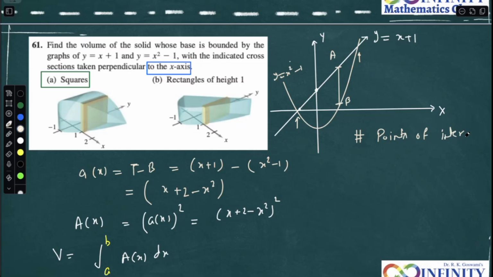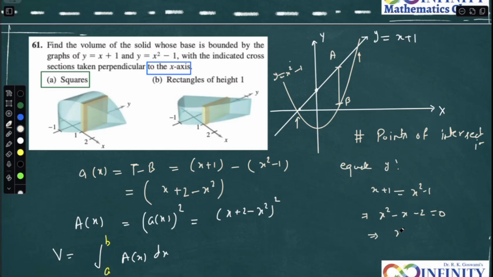Points of intersection. And for that, I'm going to equate the value of y. So that means x plus 1 is going to be x squared minus 1. And when you shift everything to one side, x squared minus x minus 2 equals 0.